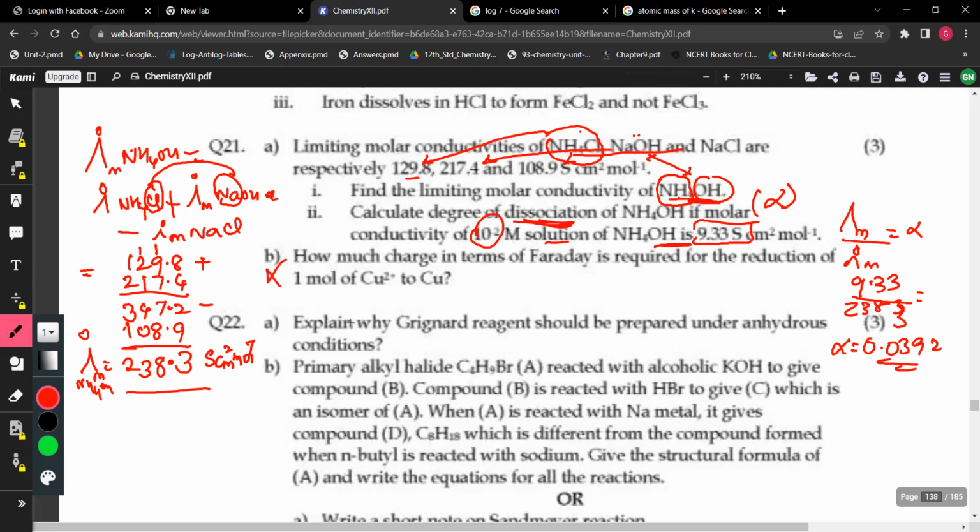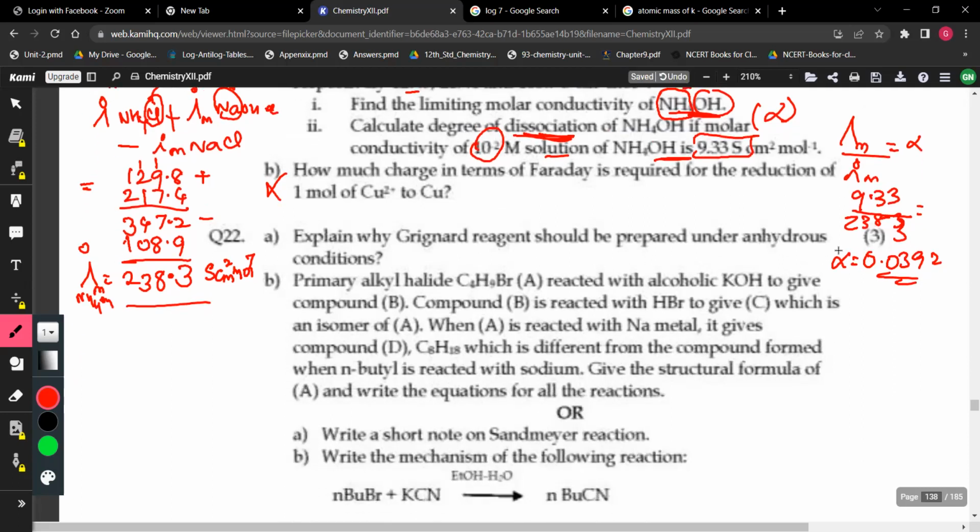Sometimes if they ask for the dissociation constant, the degree of dissociation alone is asked, so you'll stop with alpha. When they ask for the dissociation constant K, what will we do? We have to go one more step: alpha squared C by 1 minus alpha. We have to calculate.